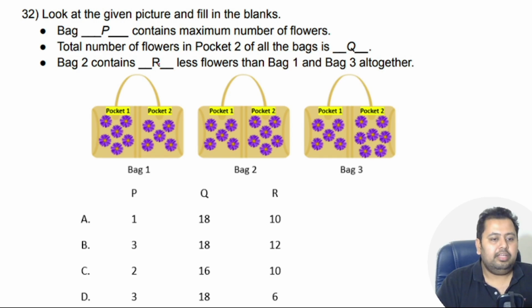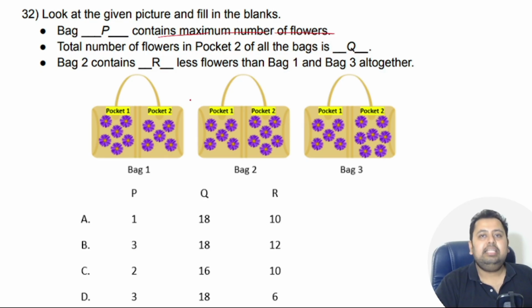Great. So if you see, bag dash contains maximum number of flowers. Let's just find out how many flowers are there in each of the pockets and in each of the bags. So let's go to bag number 1 first. Bag number 1 has 1, 2, 3, 4, 5, and 6. So in pocket 1, there are 6 flowers. In pocket number 2, there are 1, 2, 3, 4, and 5. So there are 5 flowers. So in total, in bag 1, there are 11 flowers.